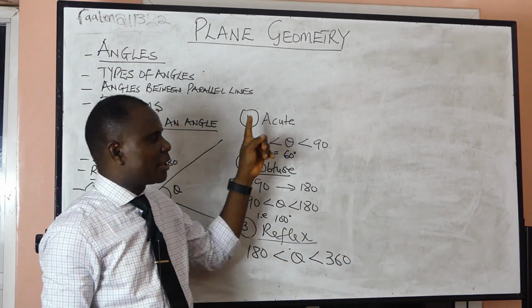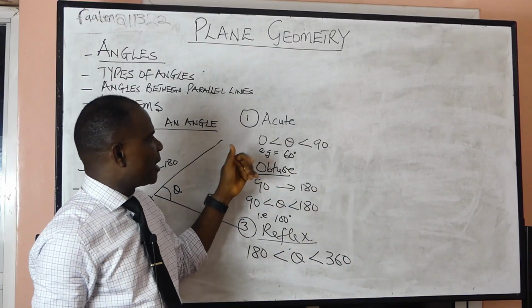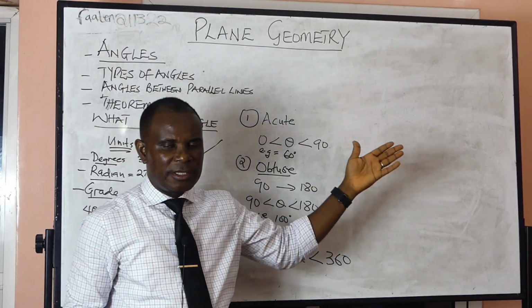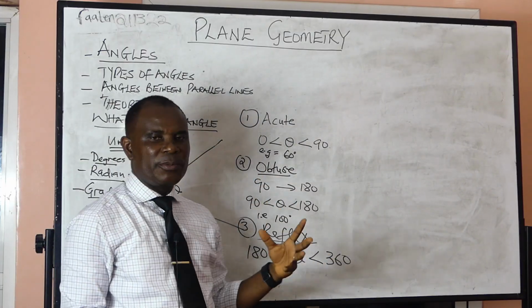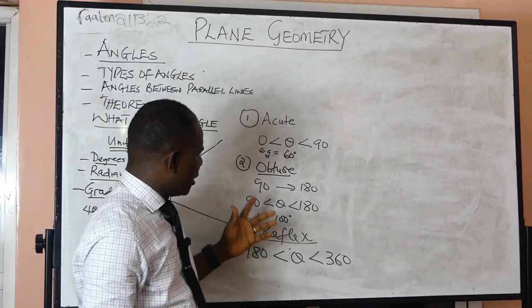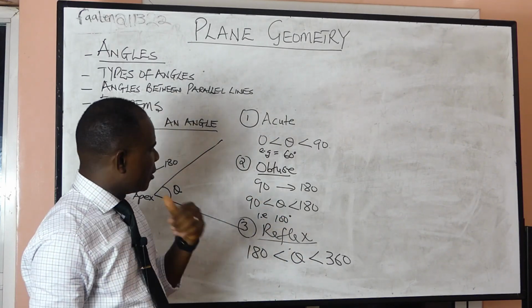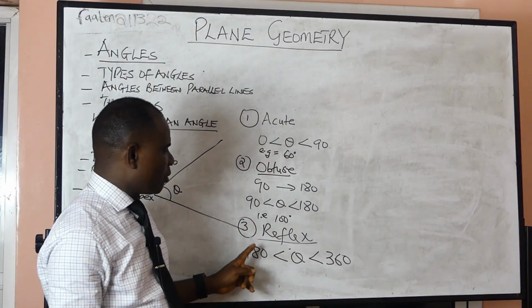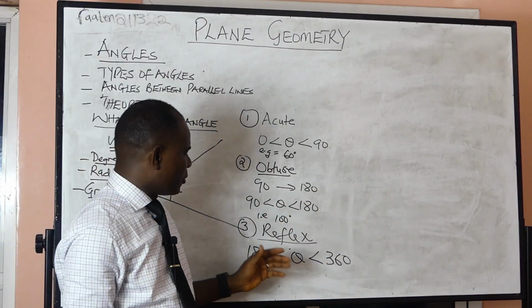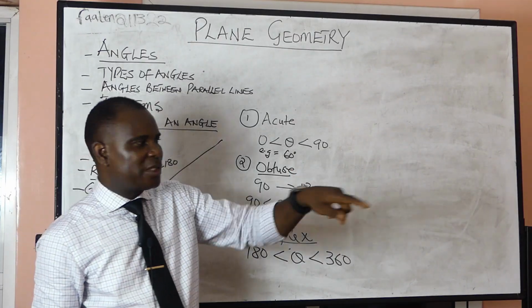First, we said it's an acute angle. What's an acute angle? It's an angle that is between 0 and 90. In other words, angles that are less than 90 degrees. And we have obtuse angles. Those angles are between 90 and 180. An example of that kind of angle is 100 degrees. And we have reflex angles. These ones are between 180 and 360. In other words, angles that are greater than 180 but less than 360.